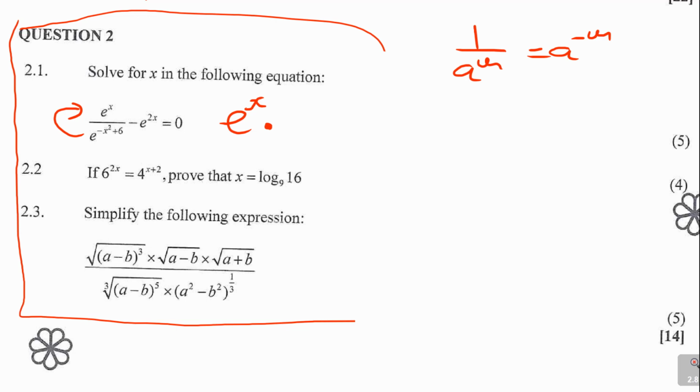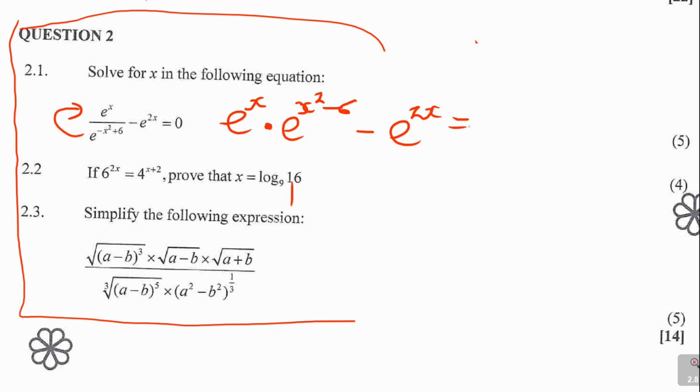But if I have, in this case, 1 over, for example, a to the power negative m, it will be a to the power m. You interchange the sign. If it's positive, it becomes negative. If it's negative, it becomes positive. Same thing. What I'm trying to bring to you here is that you needed to do the same thing here. It's e to the power negative x squared becomes positive x squared, and then positive 6 becomes minus 6, and then minus e to the power of 2x is equal to 0.